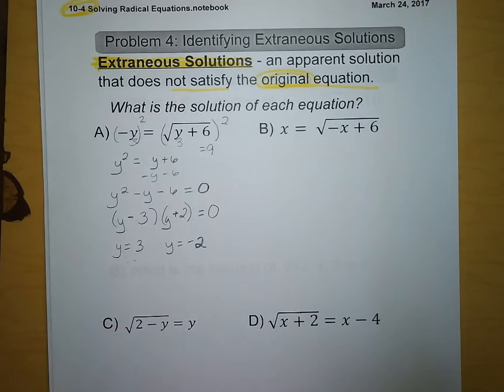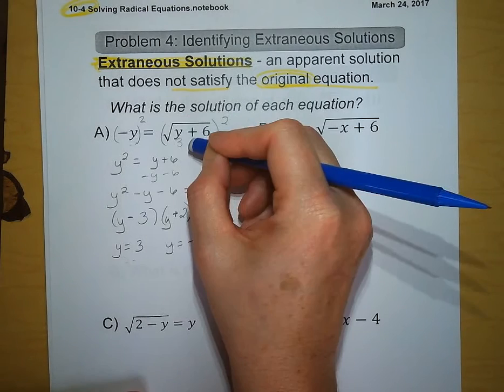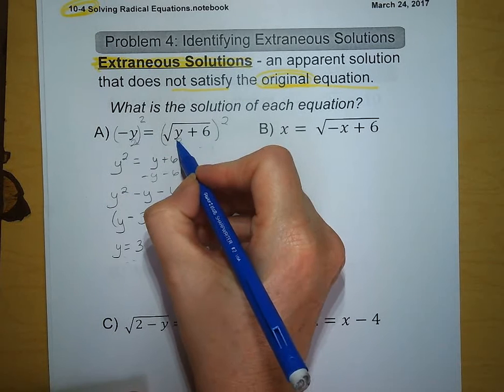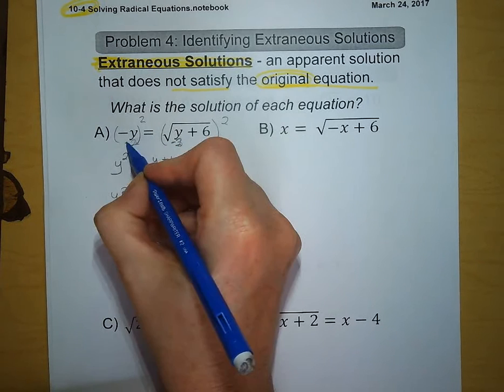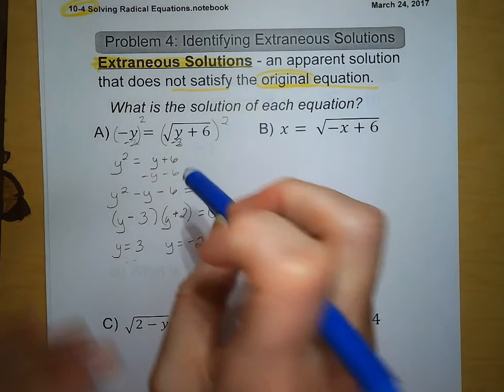Let's plug that in for y. The opposite of -2 is +2. And we plug in -2 plus 6. -2 plus 6 is 4. The square root of 4 is 2. 2 equals 2.